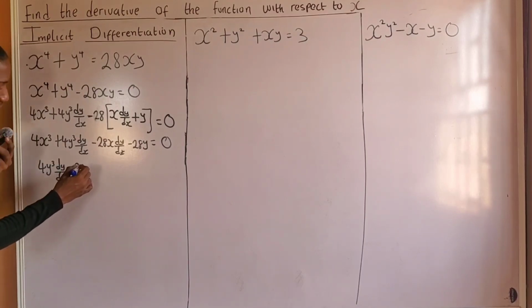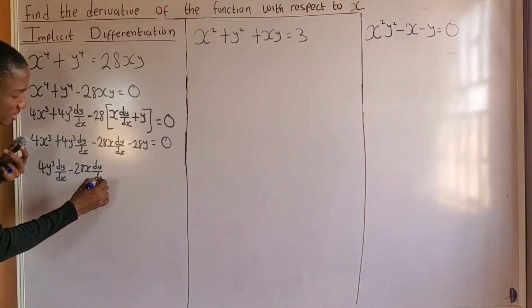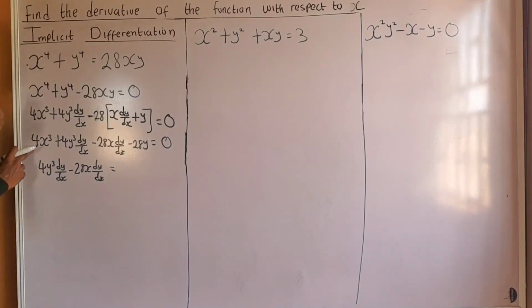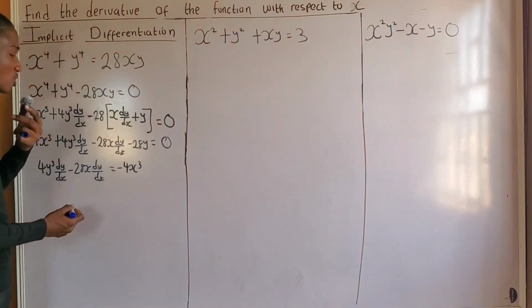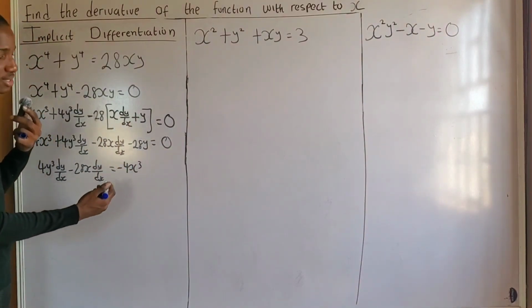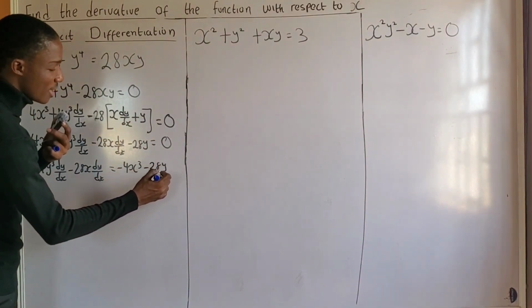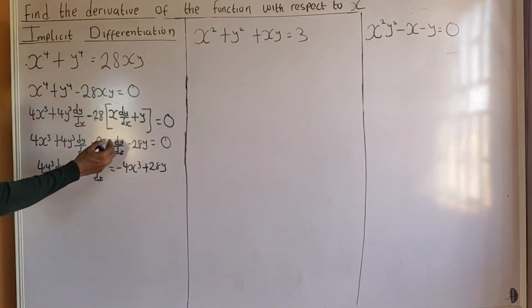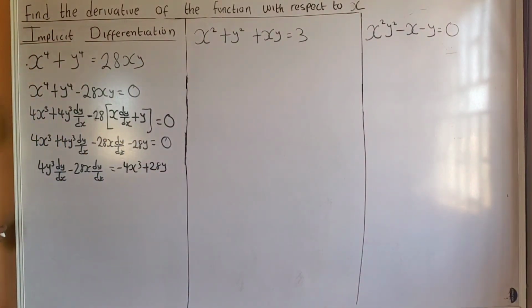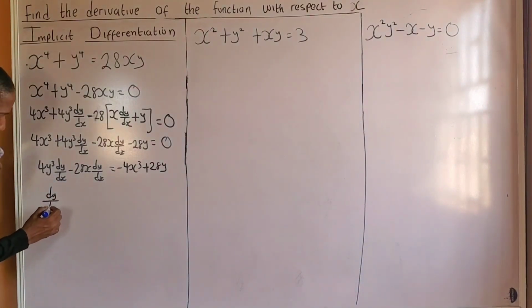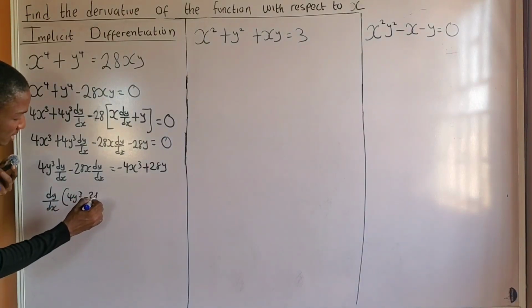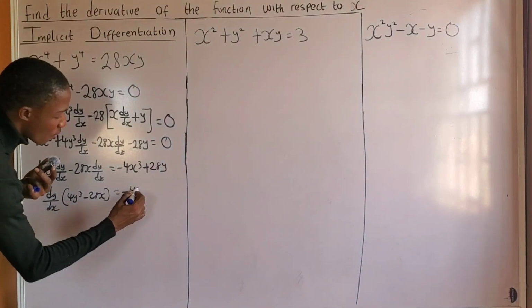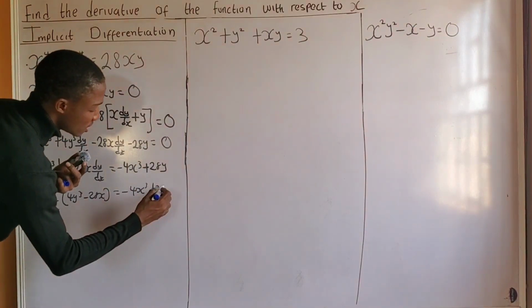minus 28x dy over dx equals to, now this 4x to the power of 3, take it to the right hand side, is going to become negative 4x to the power of 3. Also, this negative 28y, take it to the right hand side, I'm going to have positive 28y because the sign is going to change. Okay, having gotten to this point, factorize dy dx. I'm going to have dy over dx multiplied by 4y to the power of 3 minus 28x equals to negative 4x raised to the power of 3 plus 28y.